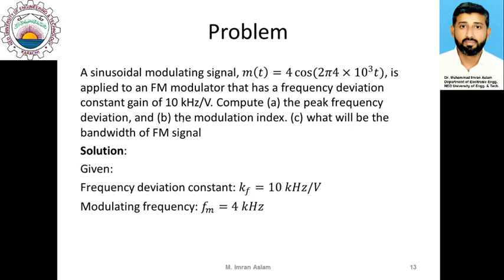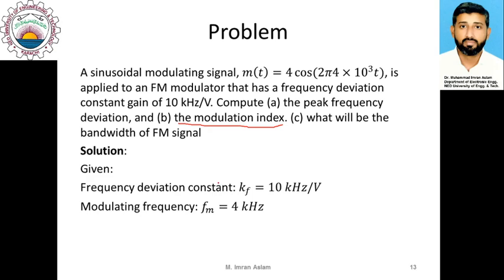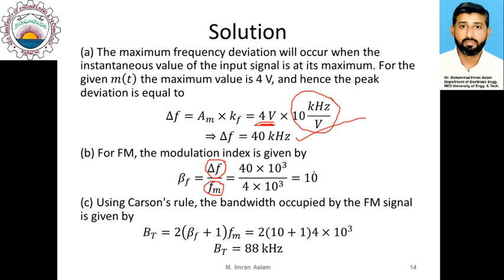The second thing which is asked is the modulation index. For FM modulation, the modulation index is defined as the ratio of the maximum frequency deviation to the frequency of the modulating signal. So the maximum frequency deviation is 40 kilohertz, whereas the modulating signal frequency is given as 4 kilohertz. If we divide those two, we see that the modulation index for this FM signal comes out to be 10.